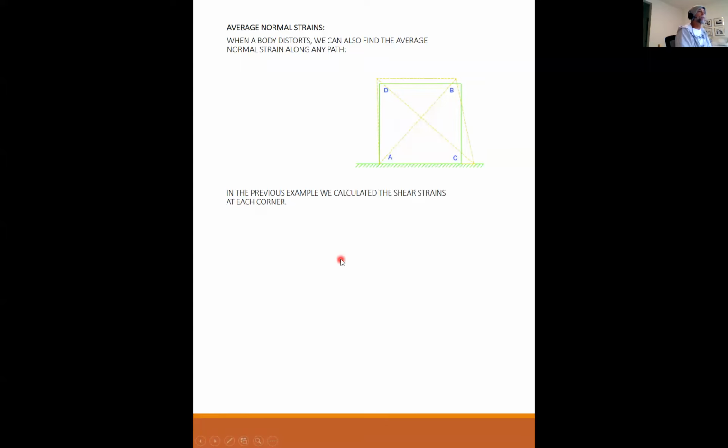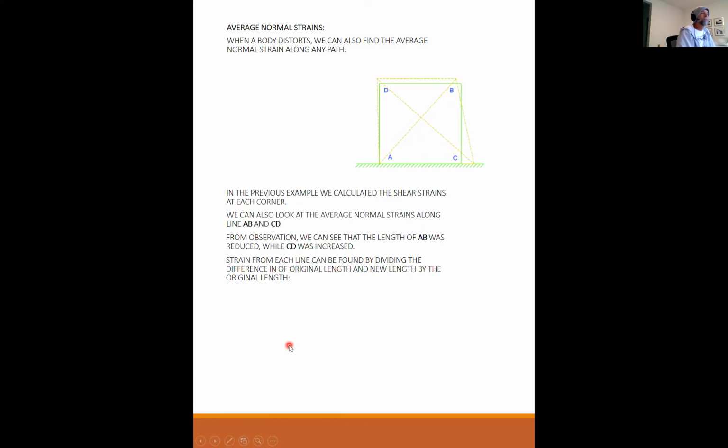In the previous example, we calculated the shear strains at each corner. We can also look at the average normal strains along lines AB or CD. From observation, we can see that the length of AB was reduced while CD was increased. So this one got stretched out longer, this one got compressed. Strain for each line can be found by dividing the difference of the original length and the new length by the original length. Or epsilon, our symbol for strain, is our new length minus the original length, over the original length.